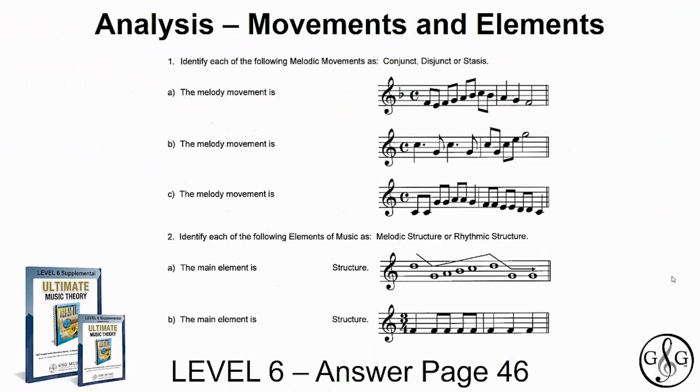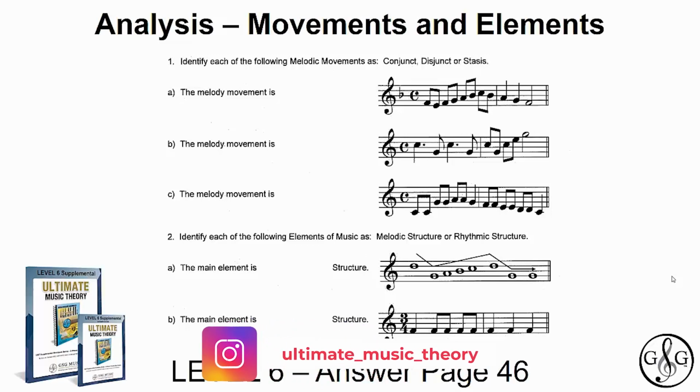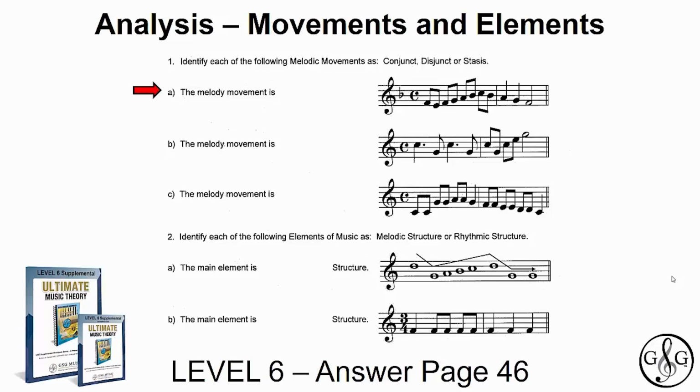So let's do a quick exercise. I would like you to write your answers in the chat box and let's see how quickly we can do our homework today. So now we're on Level 6, the answer page 46. So the melody movement for A, take a look at the music. Is it conjunct, disjunct, or stasis? Write it in the chat box. I see some answers coming in. The melody is conjunct, right? Because we see it moving by step, ascending or descending.